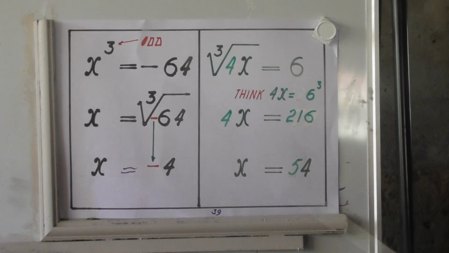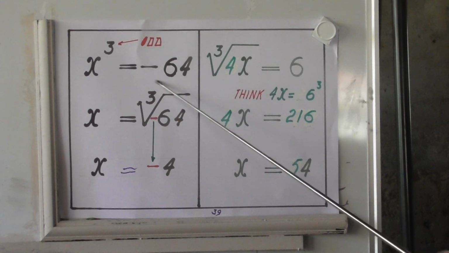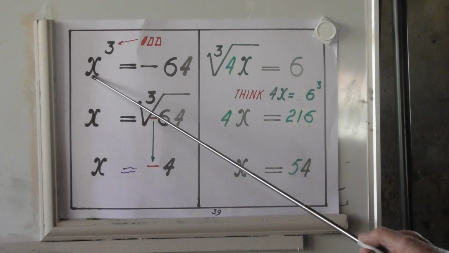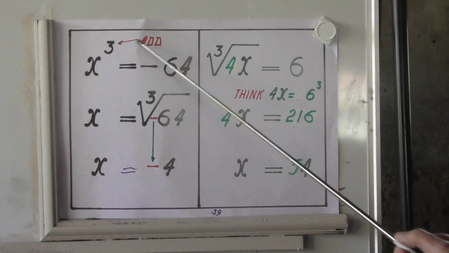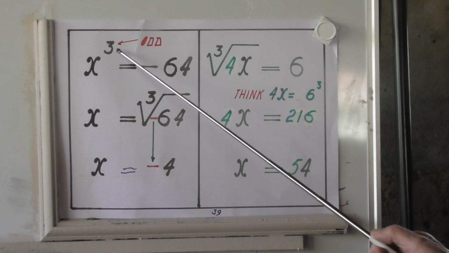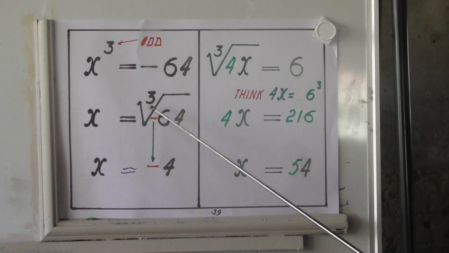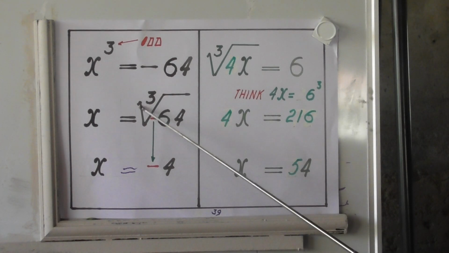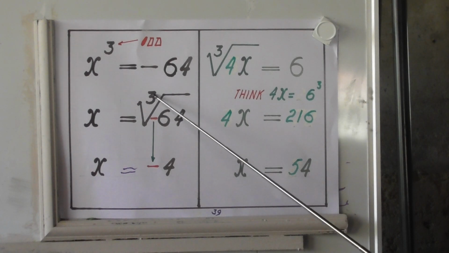We did this yesterday. So I'll do it again. This is x cubed. It's an odd number. The opposite of cube is the cube root. This is the symbol for root. So this is the cube root.